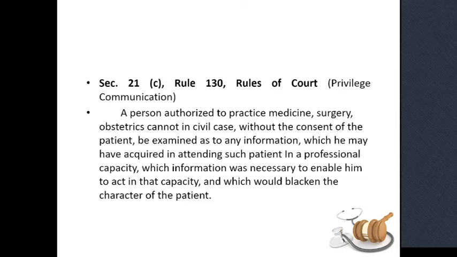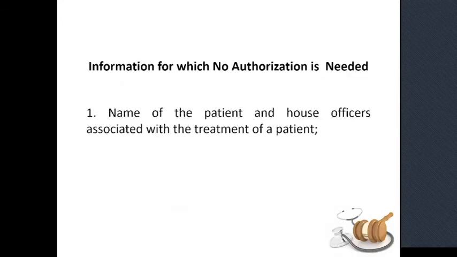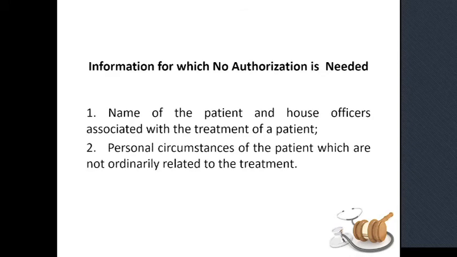What happens is the communication between the doctor and the patient. So without the consent of a patient, he cannot be examined as to any information which he may have acquired in attending such patient in a professional capacity, which information was necessary to enable him to act in that capacity, which would blacken the character of the patient. So these are part of the jurisprudence with regards to medical record information. Now, there are some information for which no authorization is needed, including the name of the patient, the doctors, etc.